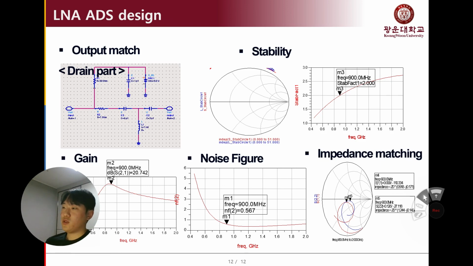At noise figures, the noise index was found to be 0.567 dB at 900 MHz, meeting the requirements. This shows that the noise index does not change by output side matching. At impedance matching at 900 MHz, you can see that both S parameters are approaching 50 ohm.